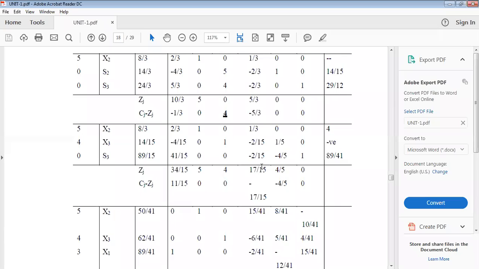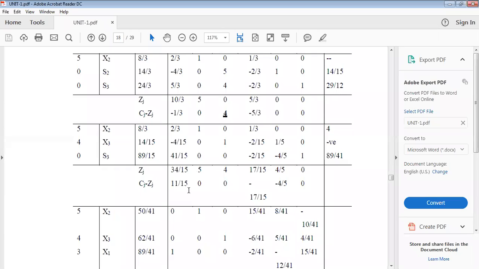Next, 5 into 0, 0, 4 into 1 by 5, so automatically 4 by 5. And 0 into minus 4 by 5 becomes 0. So 5 into 0 is 0, plus 4 into 1 by 5 is 4 by 5, plus 0 into minus 4 by 5 is 0. Therefore you are left with 4 by 5. And here 5 into 0, 4 into 0, 0 into 1, finally you got 0. So these are the Zj values.